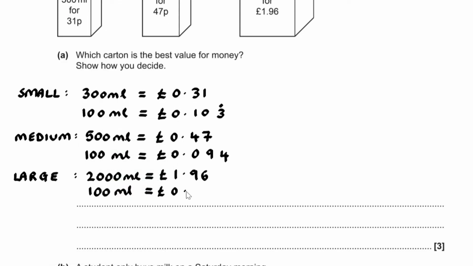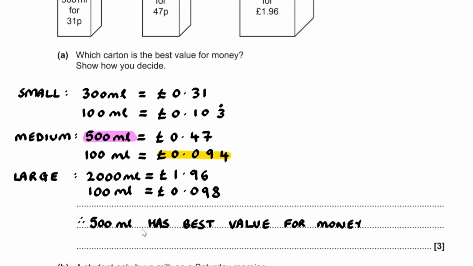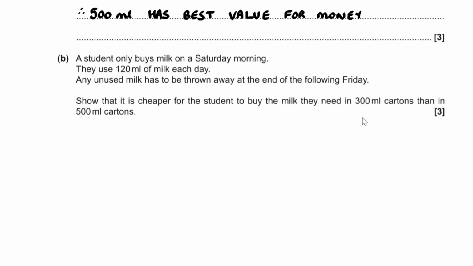So we've got 0.098. So which has the smallest value? Well, this has the smallest value, which means the medium is the one which has the best value for money. So therefore, we have the 500 milliliters, which has the best value for money.